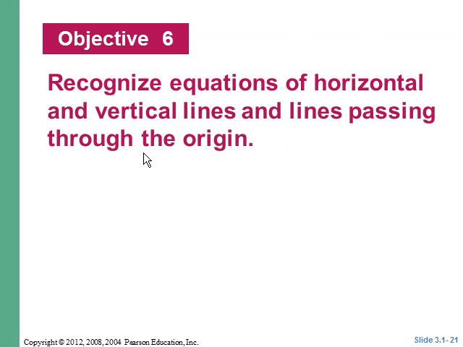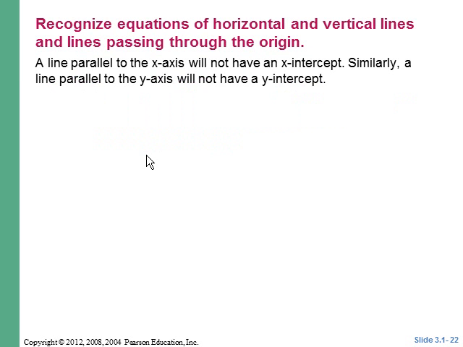So that's how you find intercepts of lines. Let's look at the next section, which tells us to recognize equations of horizontal and vertical lines and of lines passing through the origin. Well, if you have a line parallel to the x-axis, it does not have an x-intercept. A line parallel to the y-axis will not have a y-intercept.